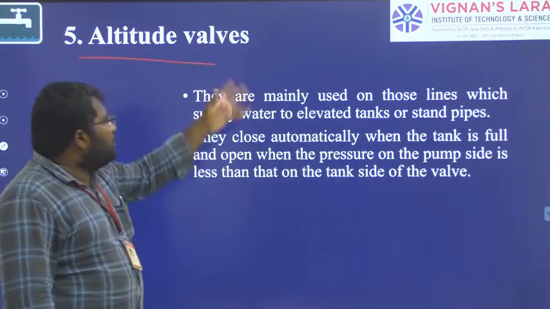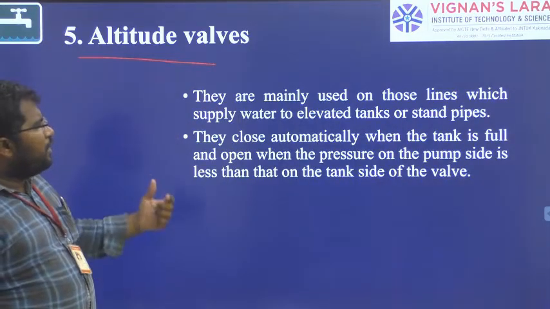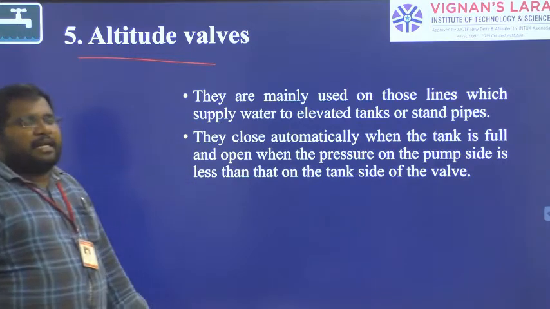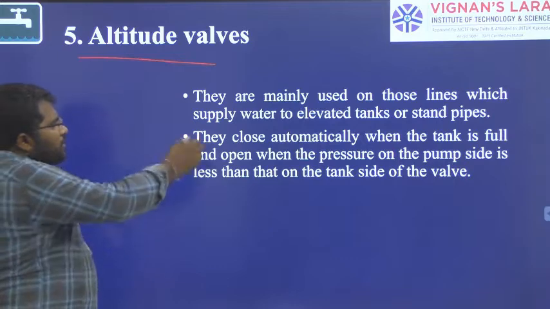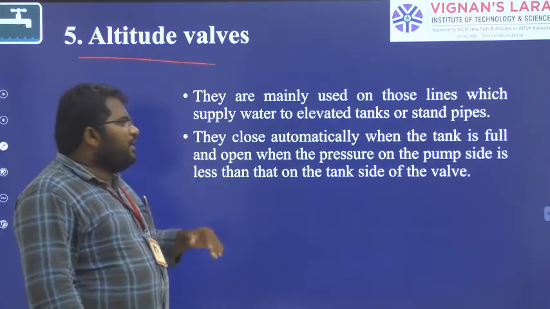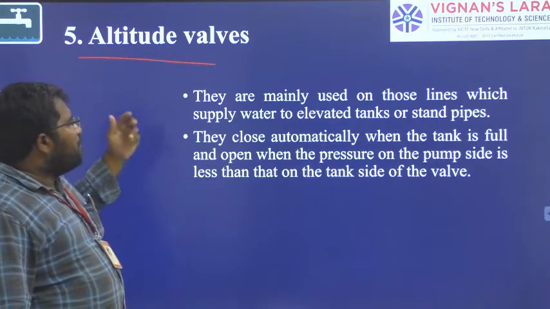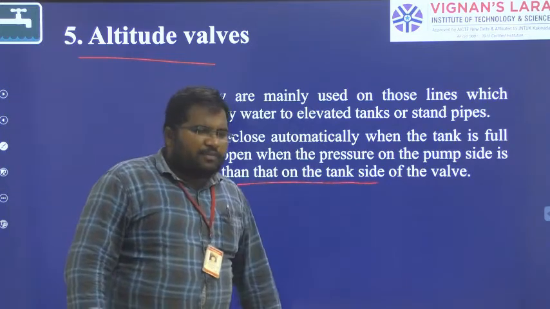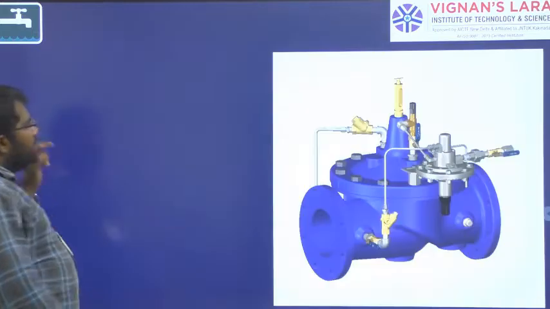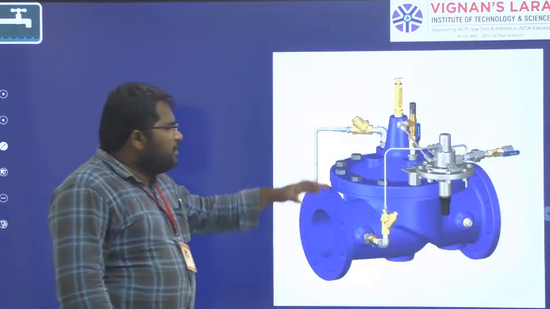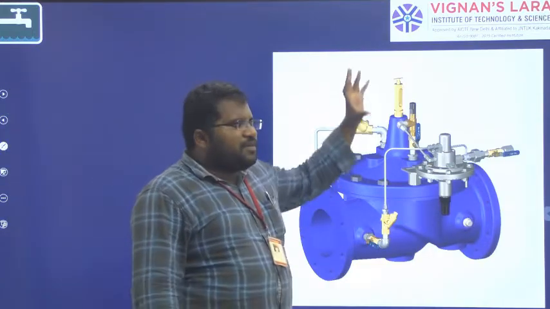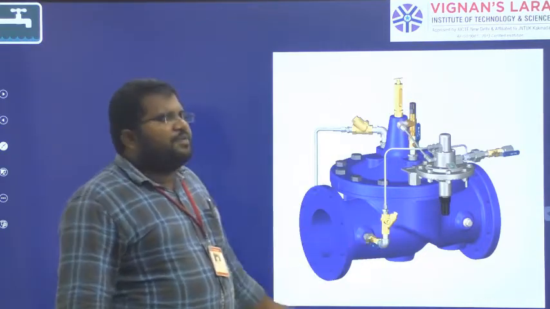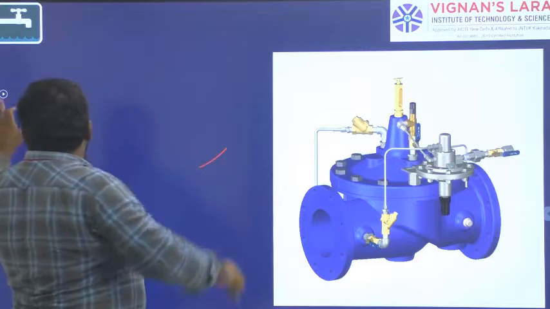Next, the altitude valve. They are mainly used on those lines which supply water to elevated tanks or standpipes. These are closed automatically when the tank is full, and open when the pressure on the pump side is less than that of the tank side of the valve. We can see this type of arrangement here. If the tank gets full, this valve is going to shut off automatically. That is the working of this.